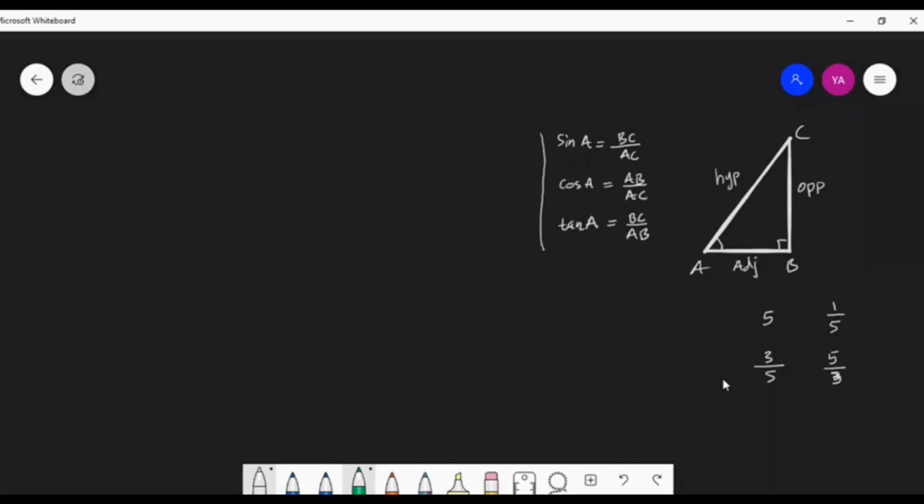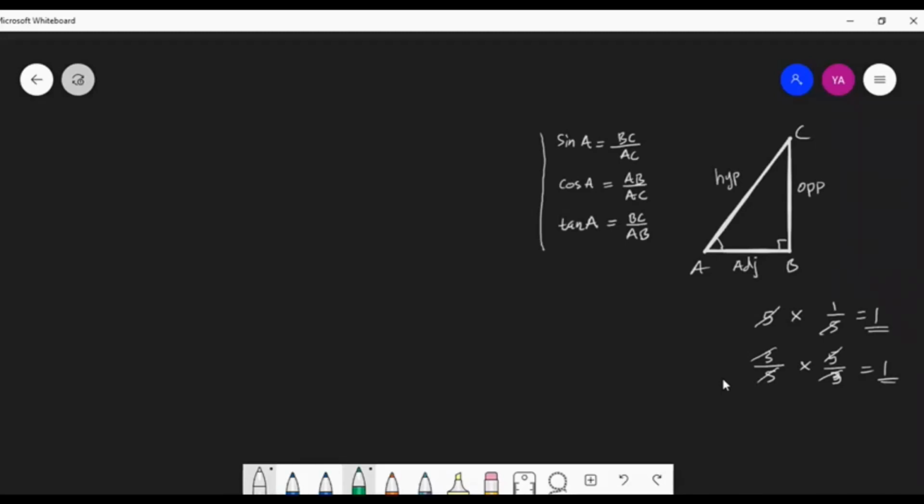If you multiply a number and its multiplicative inverse, you will get the multiplicative identity, which is 1. Similarly here, 3 by 5 and its reciprocal: if you multiply, you can cancel the 3's and the 5's and you will get 1. So that's the idea. Here the next 3 trigonometric ratios are just reciprocals of these 3.